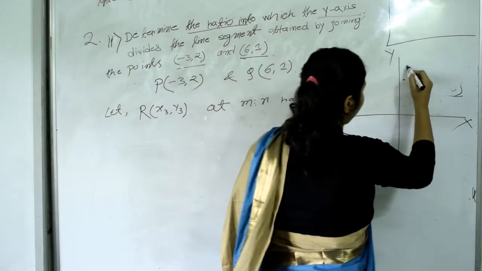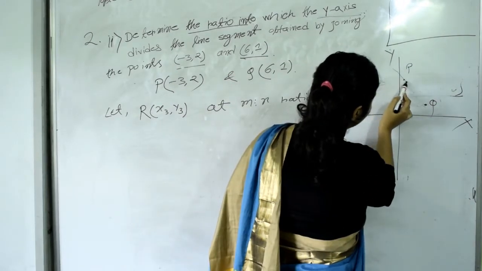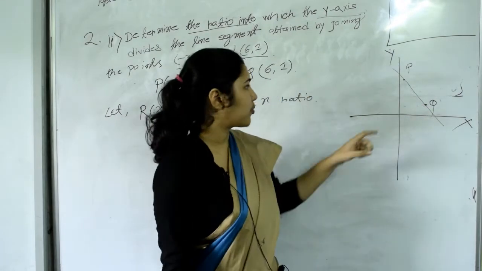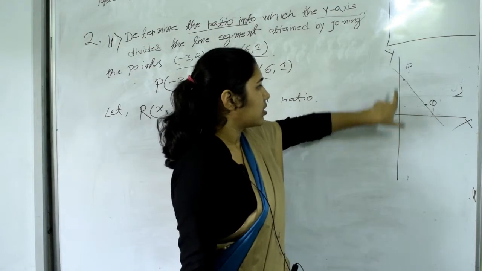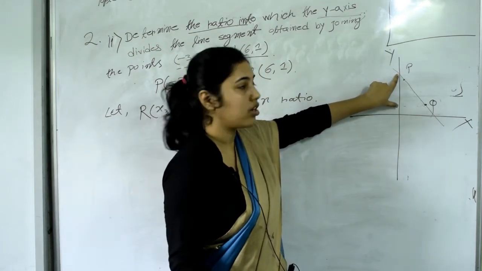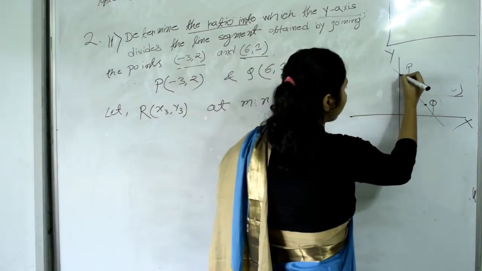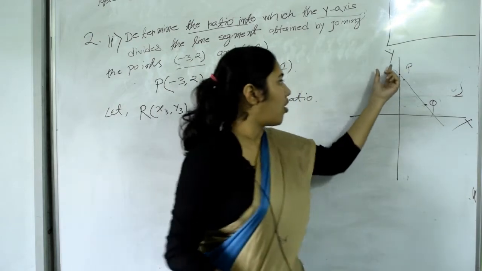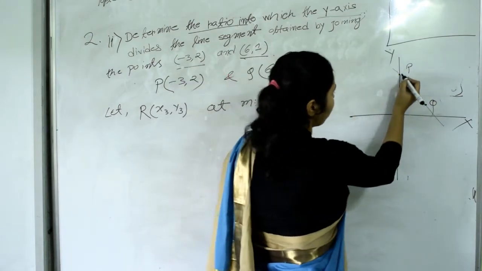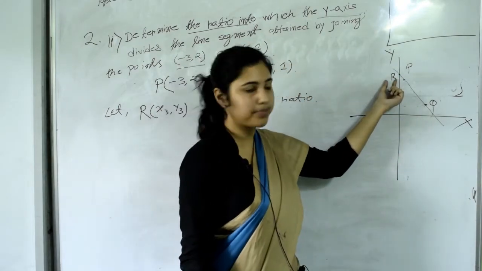Suppose this is point P and point Q. Now draw a line segment between these two points. We have to find the point of intersection of the y-axis and this line segment, which means we have to find this point and name it as R.